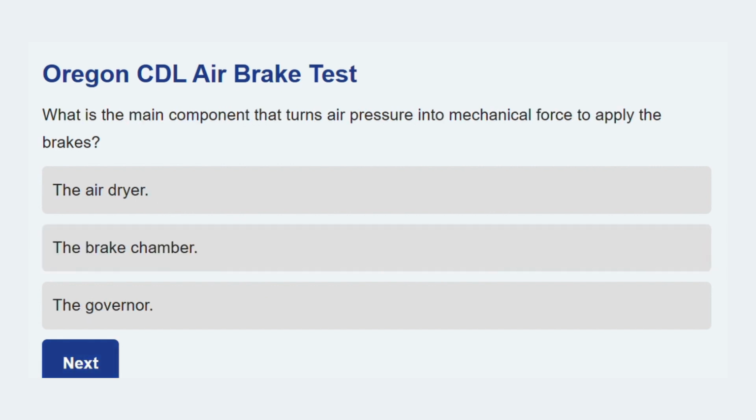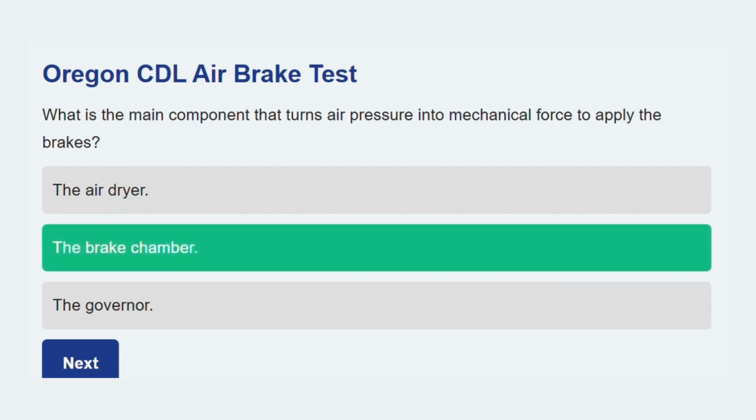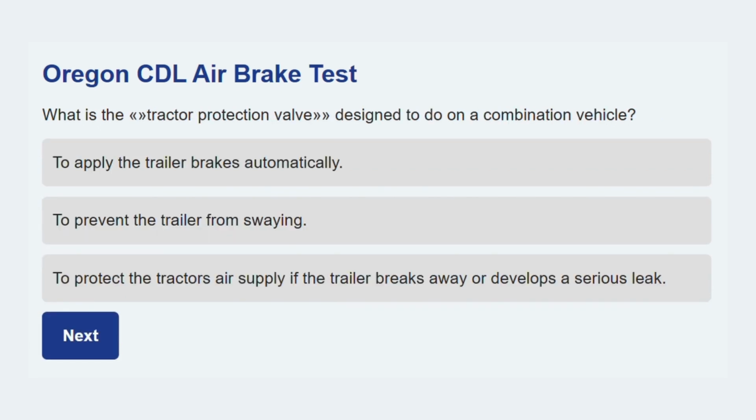Next on our list, what is the main component that turns air pressure into mechanical force to apply the brakes? The brake chamber. Air pressure pushes a diaphragm in the brake chamber, which then applies the brakes.